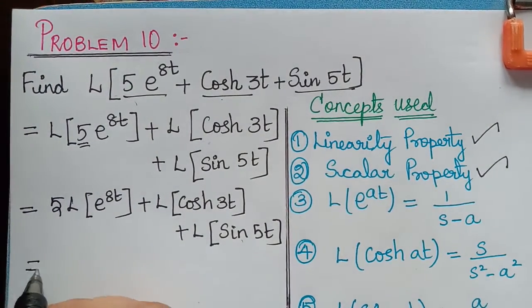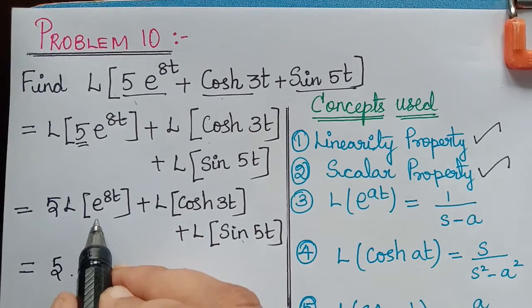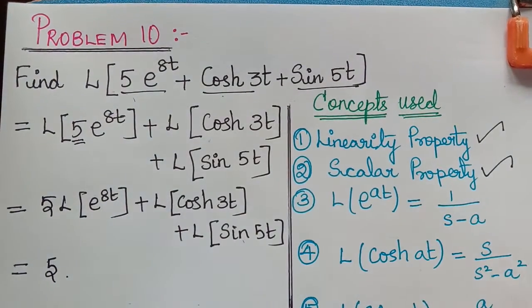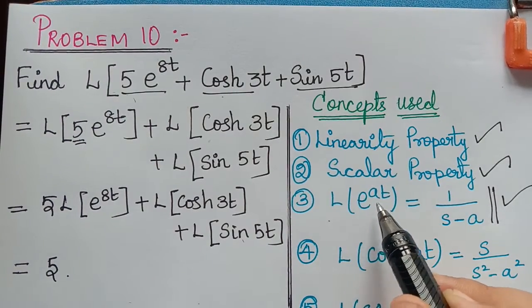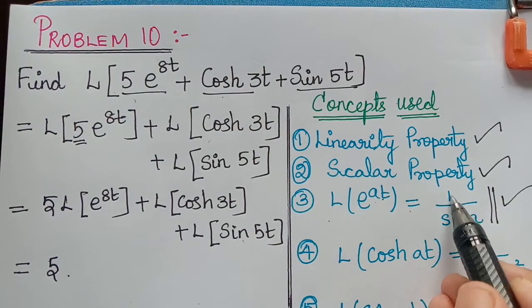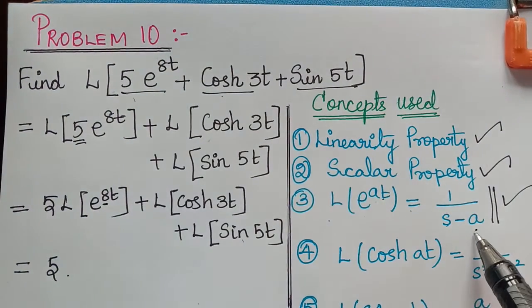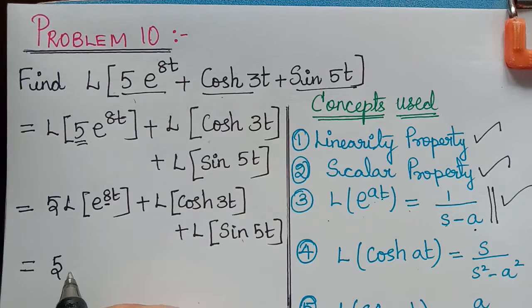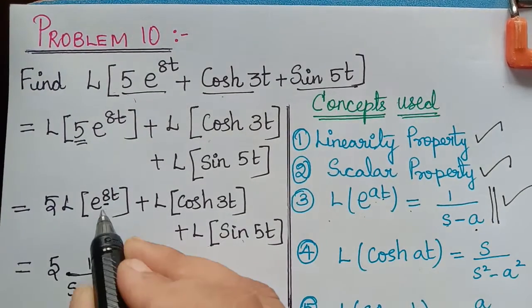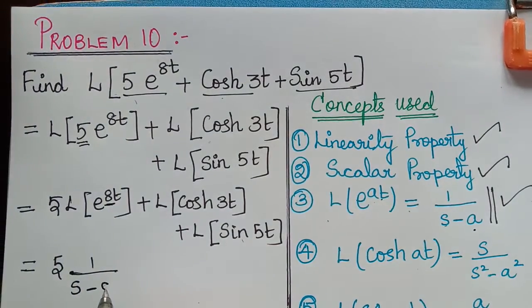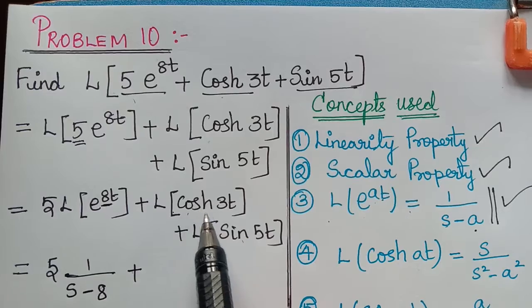And so that will be equal to 5 multiplied with, what is Laplace transform of e to the power 8t? We have to apply this result. That is, Laplace transform of e to the power at is equal to 1 by s minus a. The value of a here is 8. So that we have to apply. So this will be 5 multiplied with 1 divided by s minus a, which is what? 8. So s minus 8 plus, what is Laplace transform of cosh 3t?